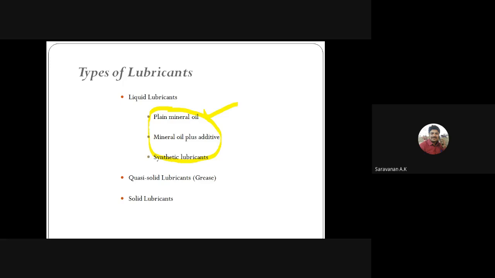Most of the time, the mineral oils we get from the crude oil are used in two types: one is the paraffinic oils and the second one is the naphthenic oils. Then the second category is the mineral oil with some additives, that is, mineral oils plus additives.